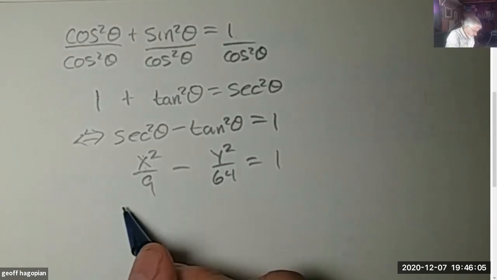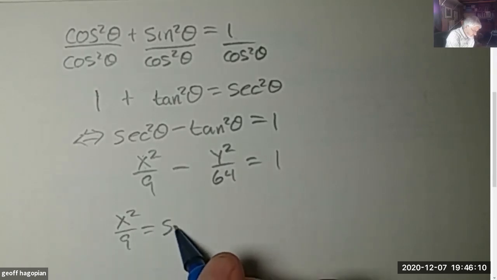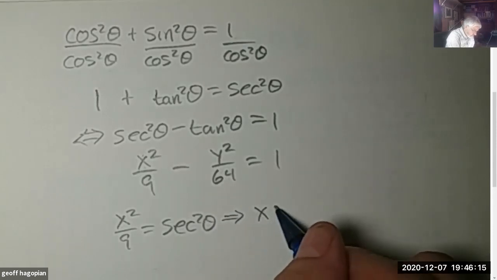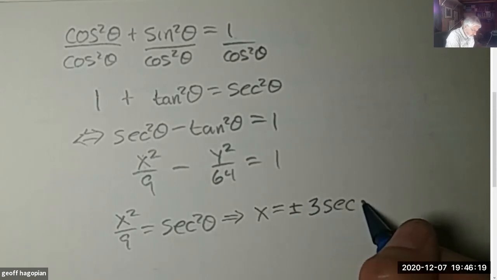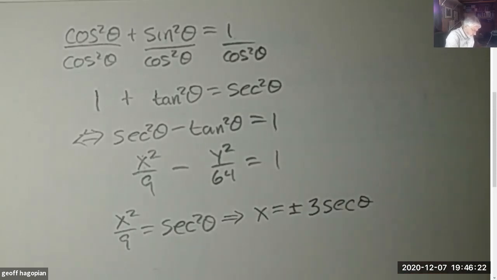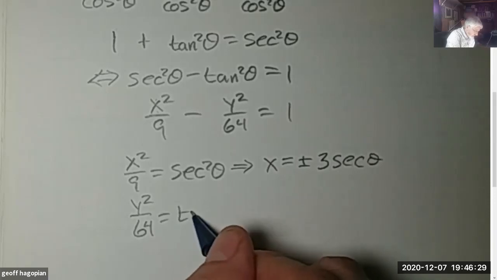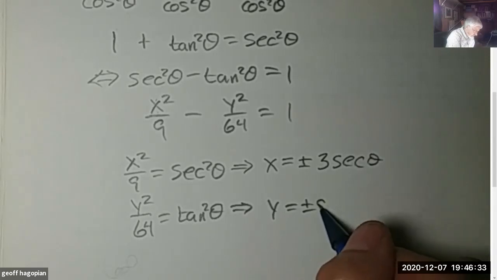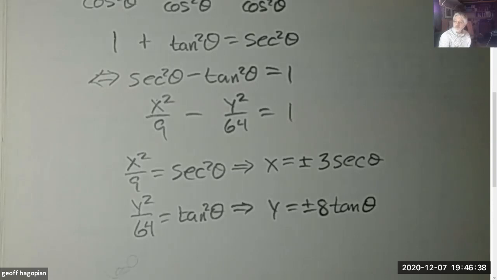So let's do that. So x squared over 9 equals secant squared theta. That's going to say that x is plus or minus 3 secant theta. Similarly, y squared over 64 equals tangent squared theta, which implies that y is plus or minus 8 tangent theta. We might as well just take the plus, right?